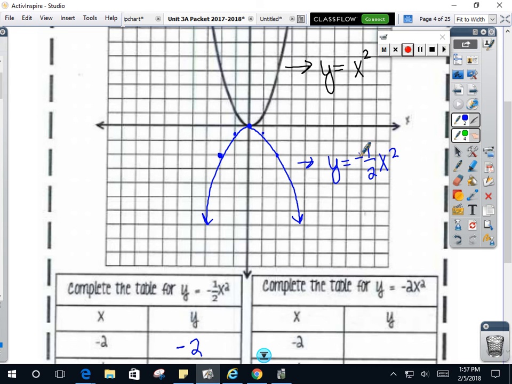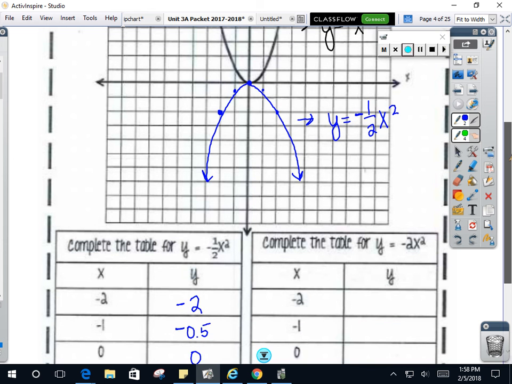So the negative controls whether it opens up or down. So since it was negative, it opened down. The 1/2 is a number less than 1, so it made it just a little bit wider. I know it's hard for you to tell, but can't you tell that this one's a little bit wider than the black one? And that was caused by the 1/2. Okay, now let's fill in this table, -2x squared. Okay.